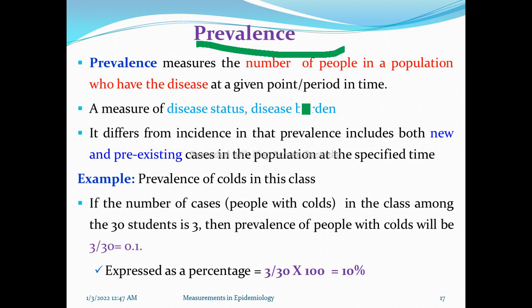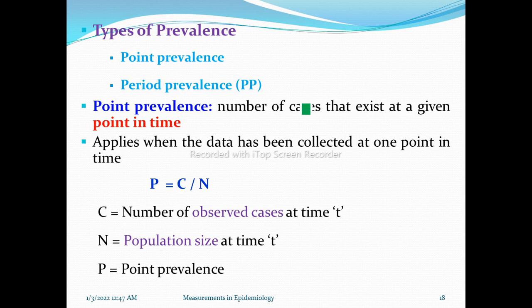But in this case, there may be new cases, there may be existing cases. It comprises all. So types of prevalence: prevalence can be divided into two, point prevalence and period prevalence. Point prevalence means the number of cases that exist at a given point in time.